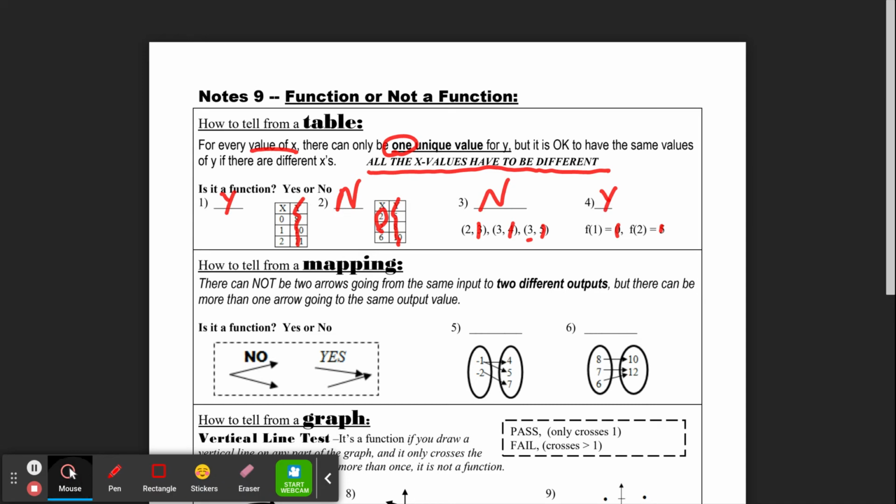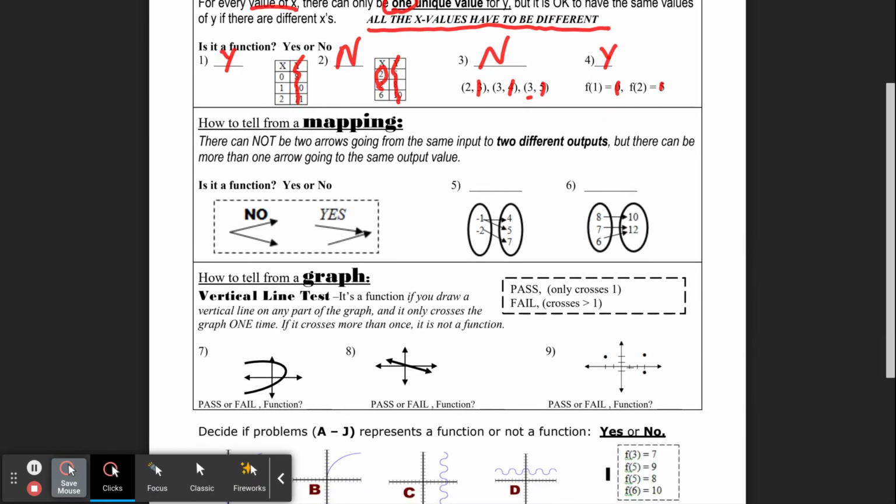Now, in looking at the mapping, how to tell the mapping: there cannot be two arrows going from the same input to two different outputs, but there can be more than one arrow going to the same output. Is it a function? No, this way, or yes, that way. So let's take a look at number 5.